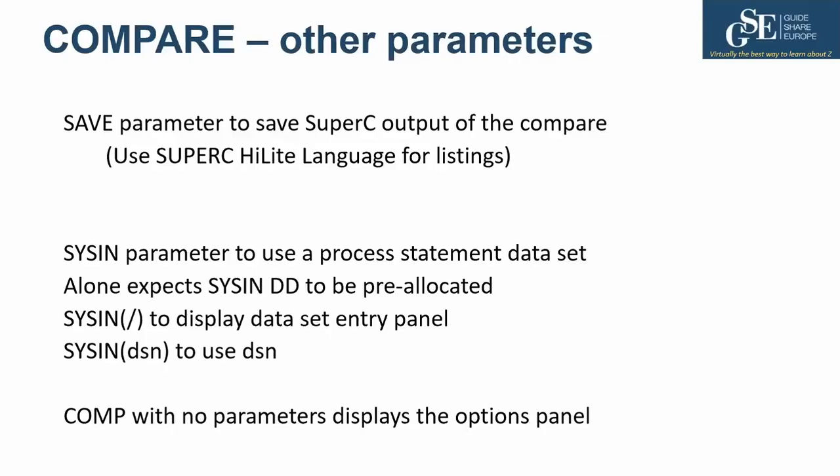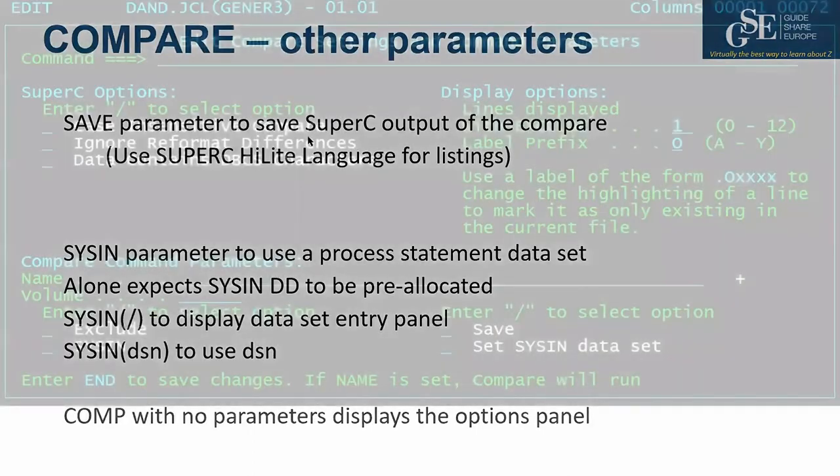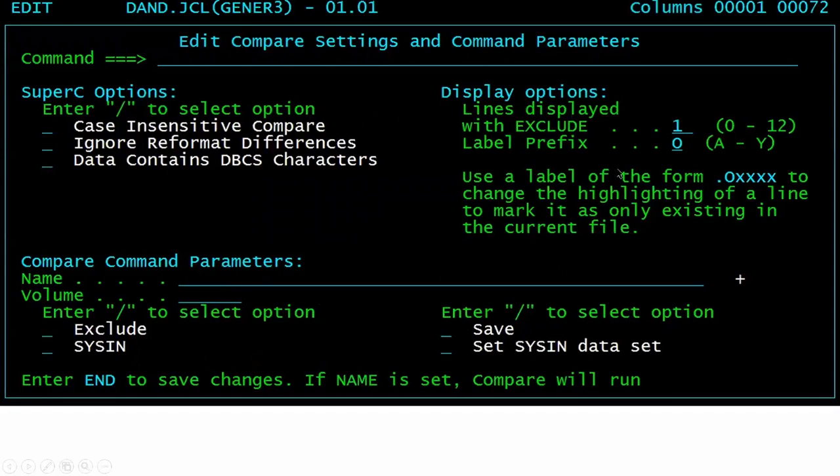Compare has lots of other parameters. It is Super C under the covers, so Super C has gobs of options. You can use the comp command by itself, however, to bring up the compare settings. This is where you set the number of excluded lines, the context lines, when you use comp X. You can change other things here, and there are data sets that you can save, and again, many options.